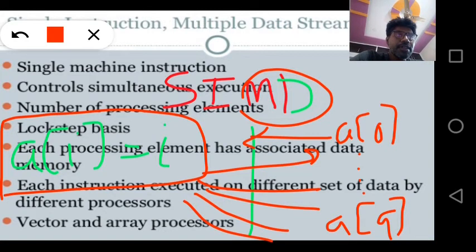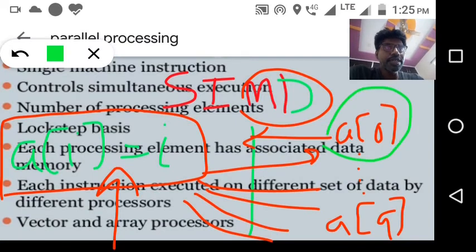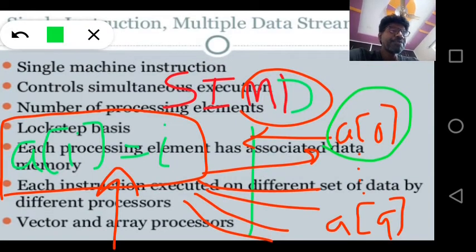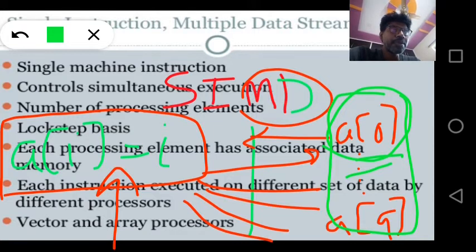Even with array elements, the point is you can execute this instruction or perform any operation by the processing unit only on a single array element. You can't perform this operation on the entire array at once. You have to use a for loop. For that reason we are using a for loop, accessing a single array element from A of 0 to A of 9. I hope you are getting the point.